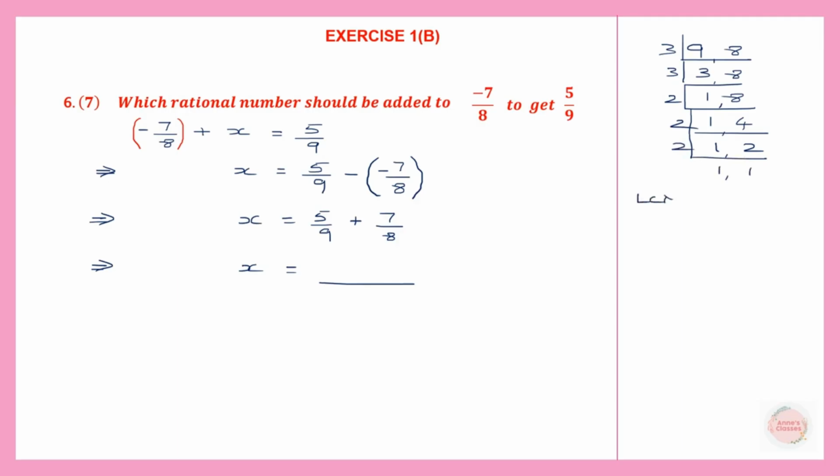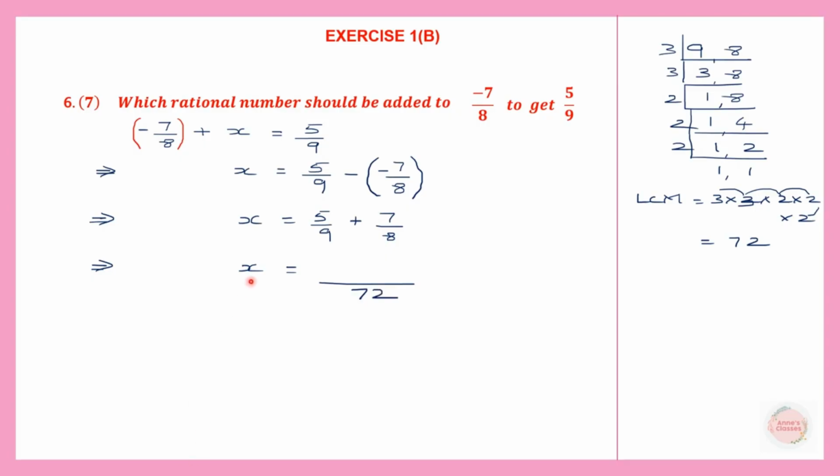Now let's find the LCM. LCM is 3 into 3 into 2 into 2 into 2. 3 3s are 9. 9 2s are 18. 18 2s are 36, and 36 into 2 is 72. So the LCM is 72.